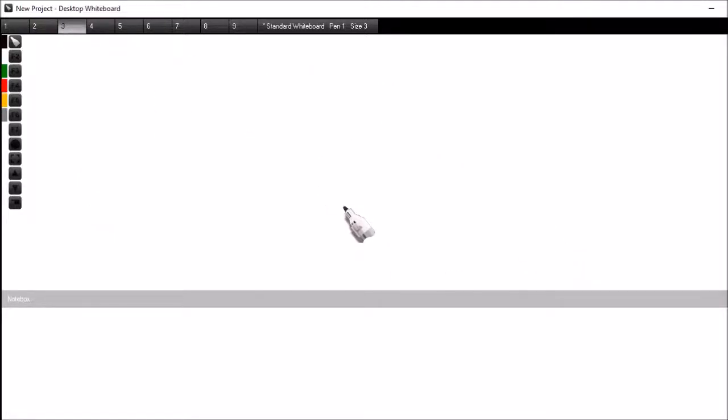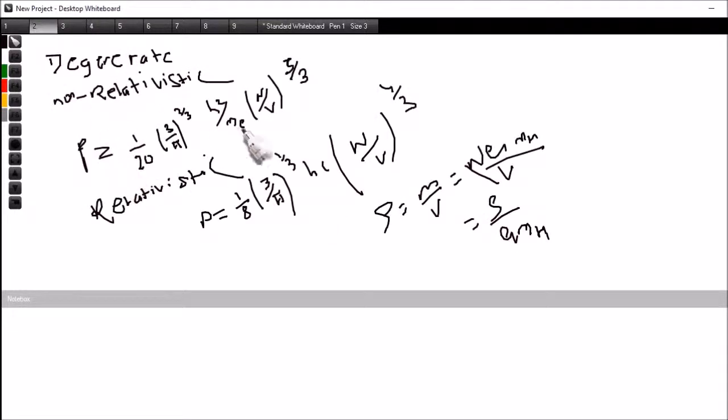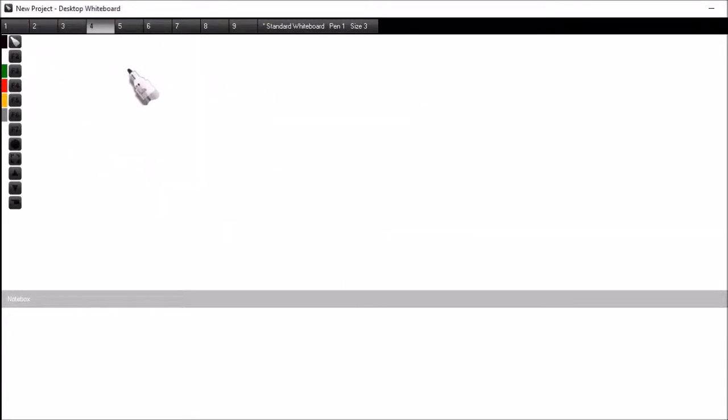The question asks me to find the ratio between the non-degenerate and the degenerate pressure, given by the non-relativistic case. Non-relativistic means I need to use this formula for the degenerate case, and for the non-degenerate case I need to use this formula. The temperature is given as 2 into 10 to the power 7 Kelvin, the density is given as 10 to the power 6 kg per meter cube, and the chemical composition is 70% of hydrogen.